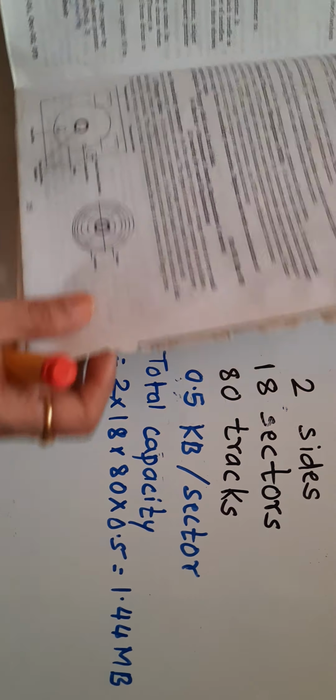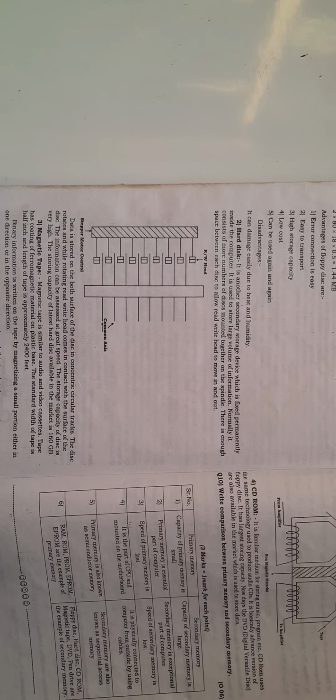Now let's see the advantages of the floppy disk. In case of a floppy disk, error correction is easy. It is very lightweight and low cost, therefore it is easy to transport, and it has high storage capacity, because at that time it had the highest storage capacity, as this is the oldest version. It can be used again and again, but it has one disadvantage, that it easily gets damaged due to heat and humidity. So this is all about the floppy disk.